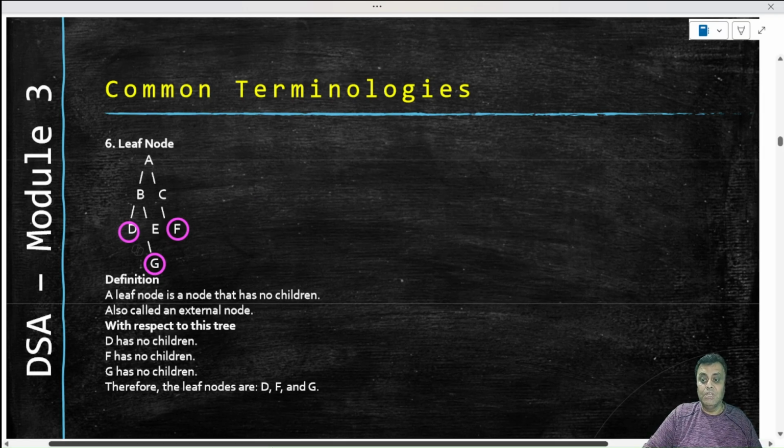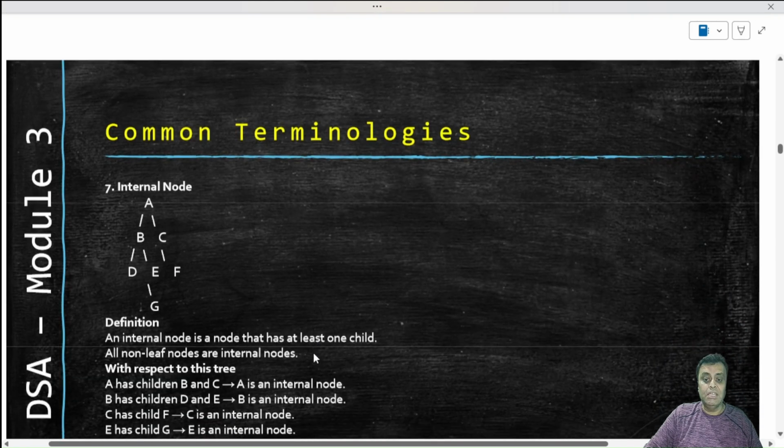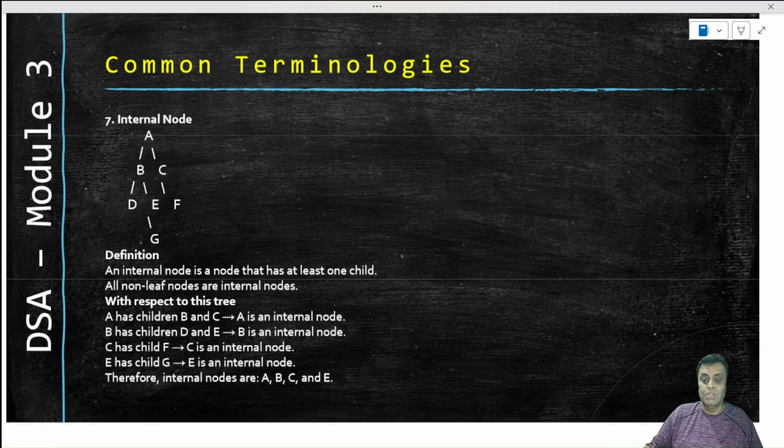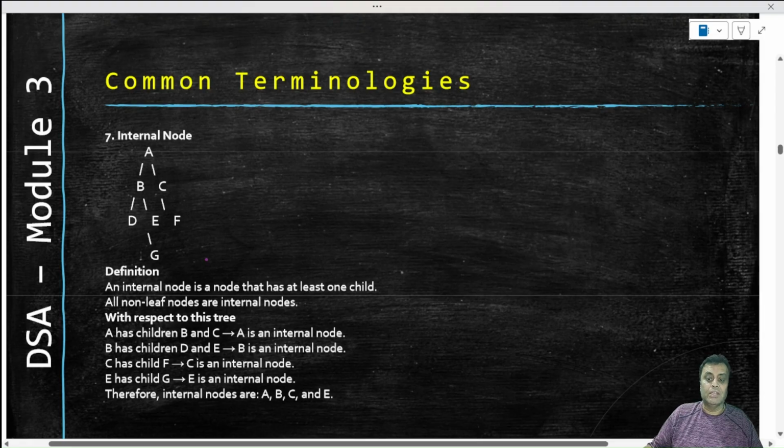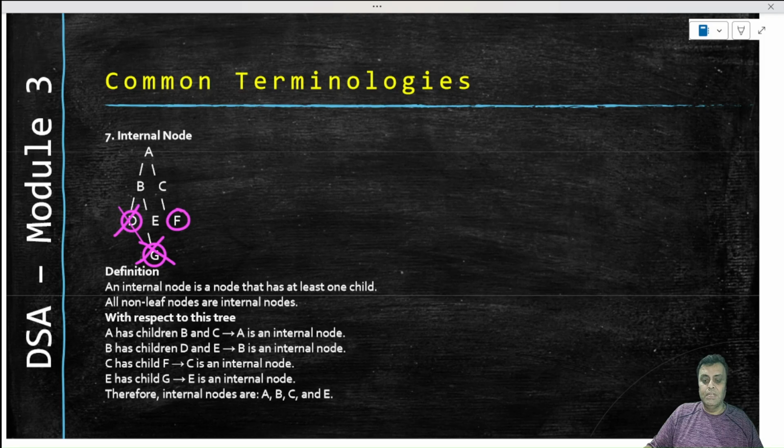And that brings me to the next definition, which is the internal nodes. All those that are not leaf nodes are your internal nodes. So D is a leaf node, so it is not an internal node. G is a leaf node, not an internal node. F is a leaf node, not an internal node. Why are they leaf nodes? Because they don't have children. And everybody else are internal nodes because they have children, right? So all of these that I have marked in yellow have children, and hence they qualify to become internal nodes.